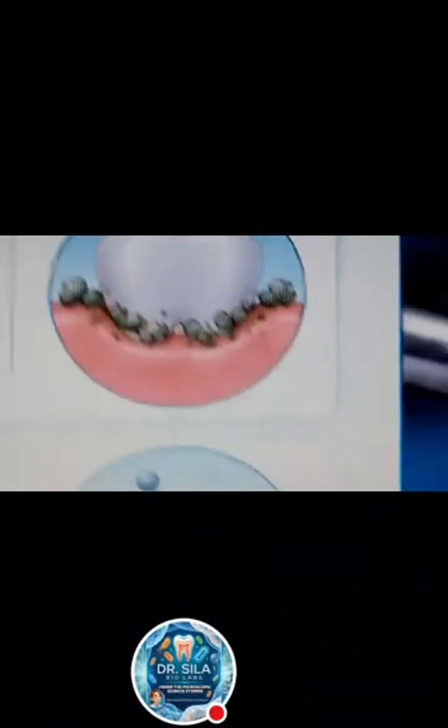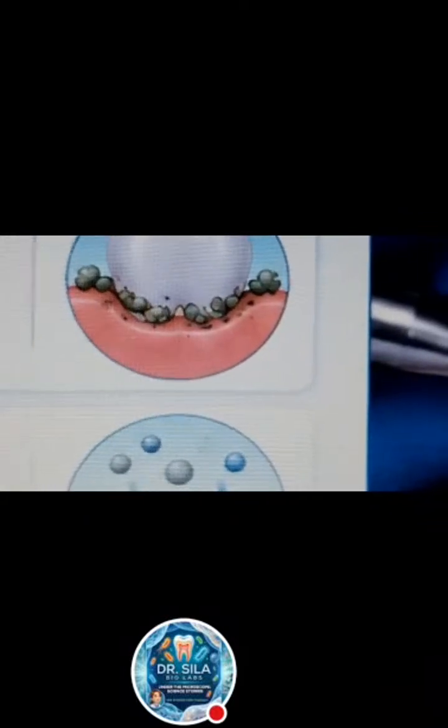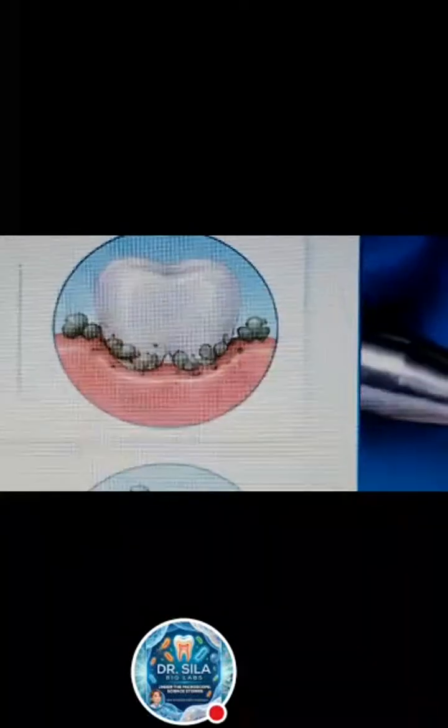Now, why do we need scaling? Home care has its limits. Toothbrush and floss are excellent at disrupting soft and uncalcified biofilm.